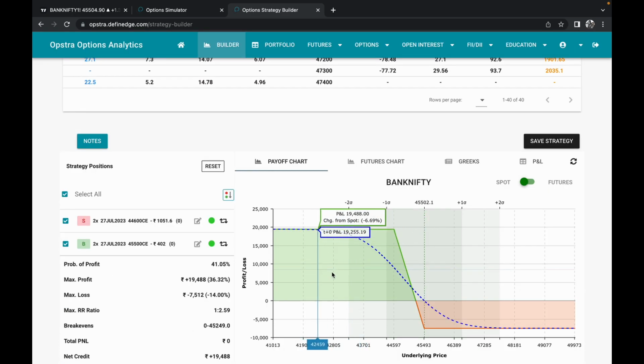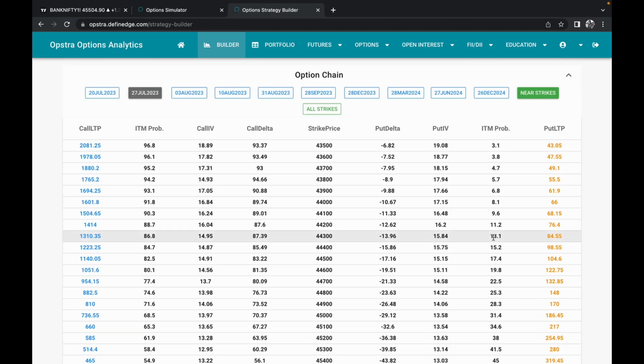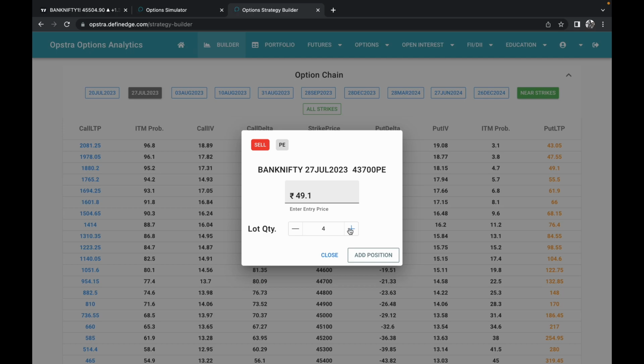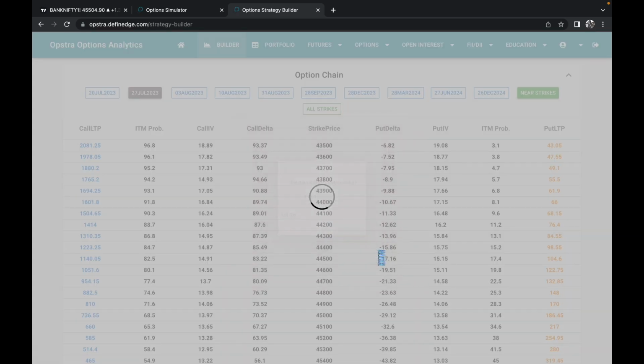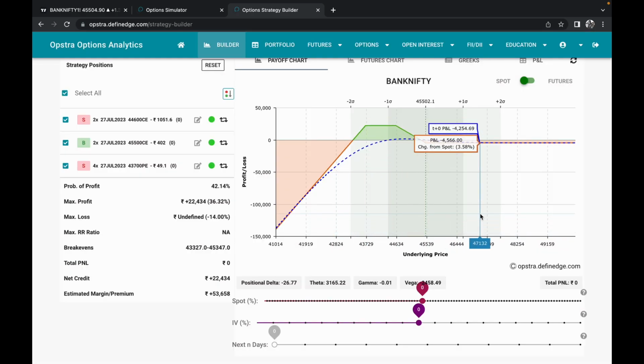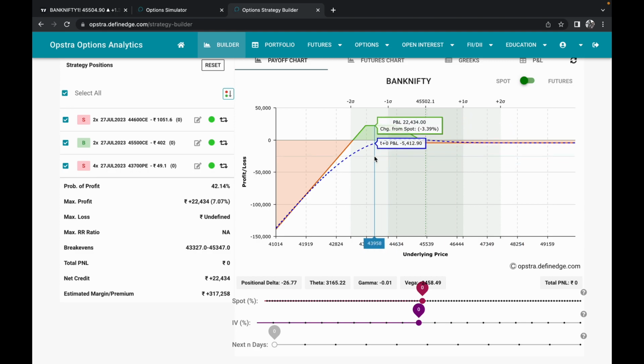Now, this is how your payoff chart will look with the sell and buy. Now, you are going to sell a put option. I am going to sell a put option below 8 delta, so I am taking around the 43,700 strike price, and I'm going to add 4 lots. This is how your payoff chart will look. You are currently making a 4,500 rupees loss if the market goes up. And if the market consolidates and comes down with the consolidation, you are almost making 22,000 rupees.